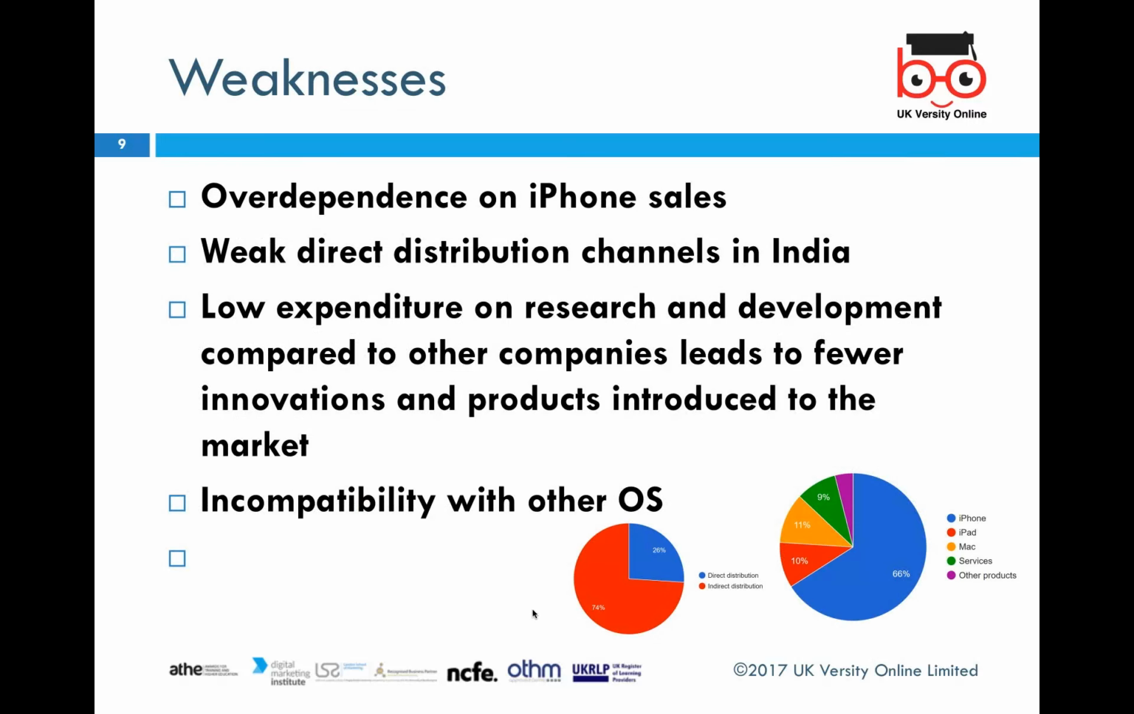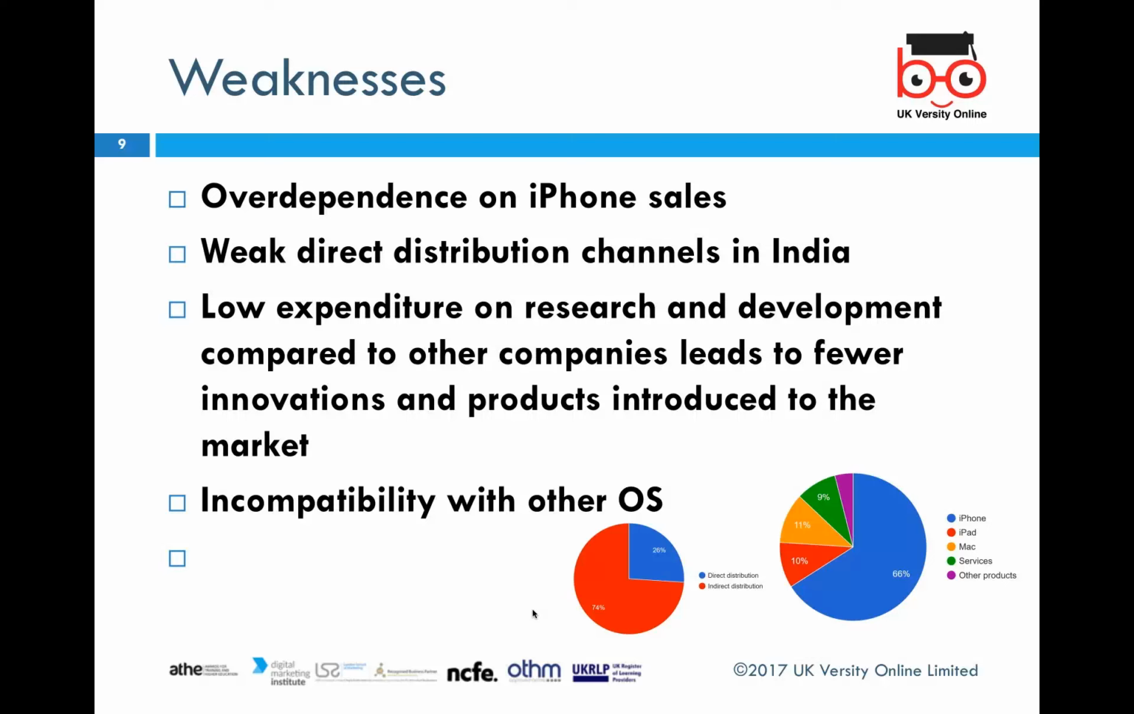Now, let's look at weaknesses. If you look at the weaknesses of Apple, they have a lot of over dependence on the iPhone. Most of the sales come from iPhone products. Other products like the iMacs, iPads, watches and other accessories are growing, but not at the pace at which the iPhone is growing.